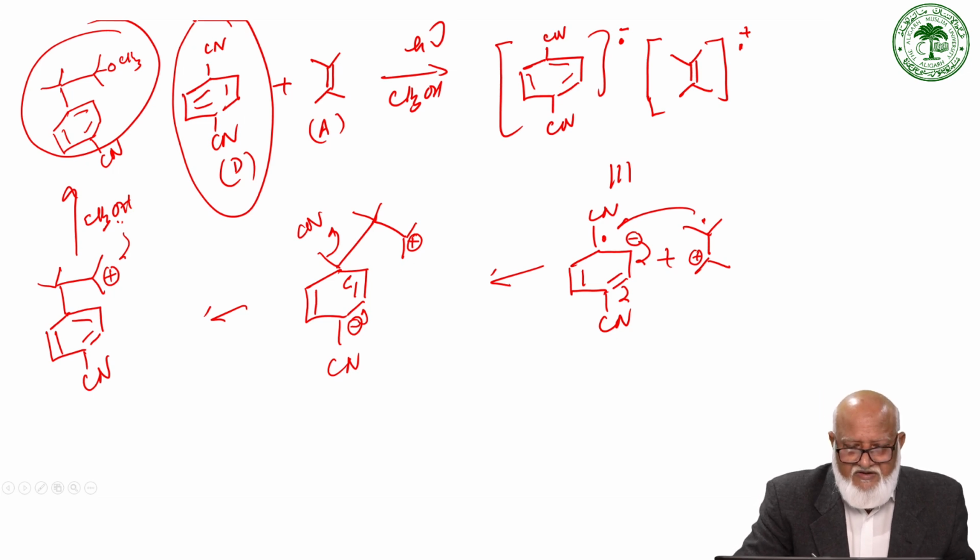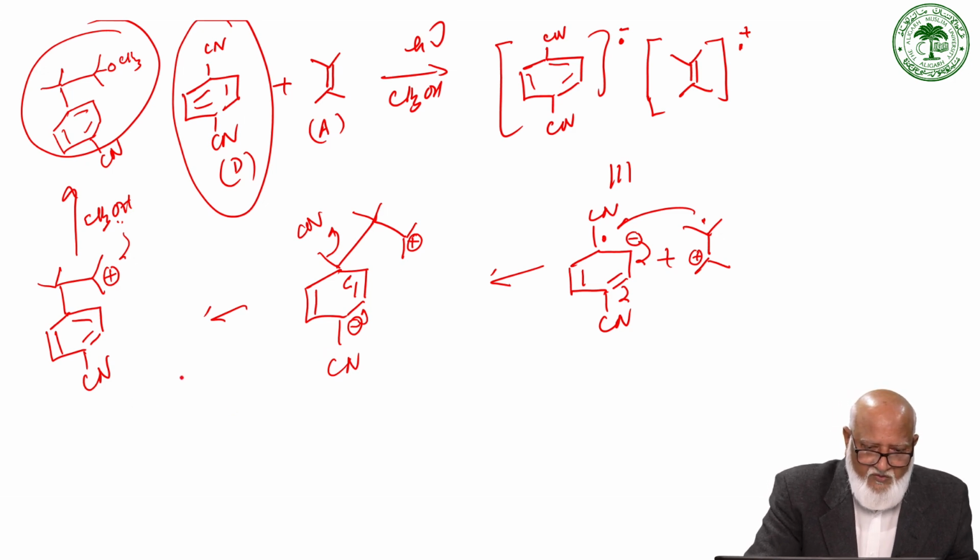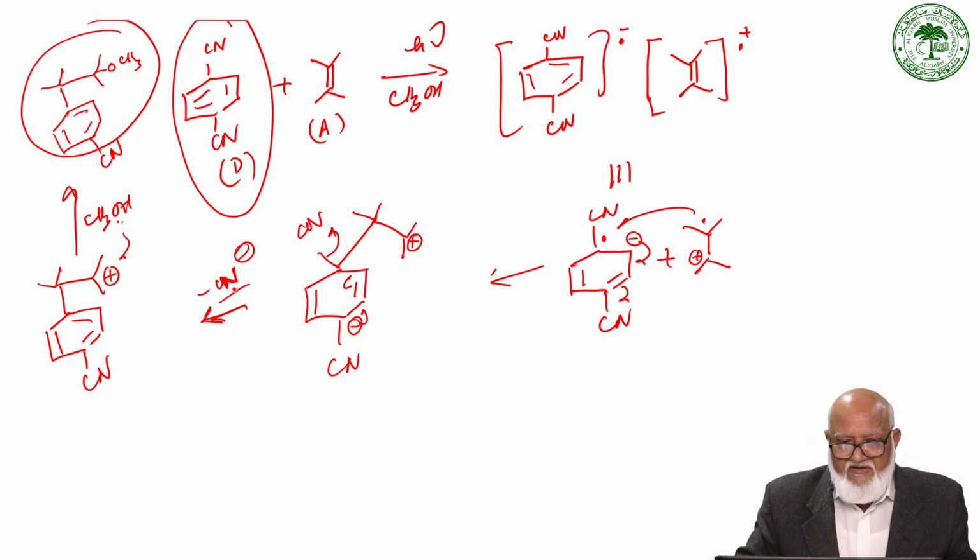This is another similar example where the dicyanobenzene is acting as an electron acceptor, where under photolytic conditions in the presence of methanol, tetramethylethylene is added to the acceptor with the loss of the cyano group, minus CN, to give this product.